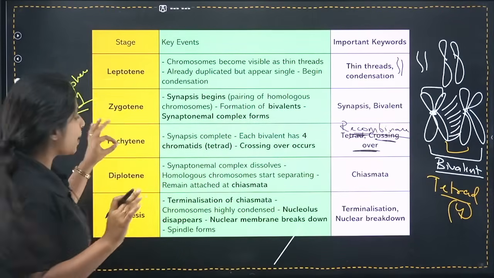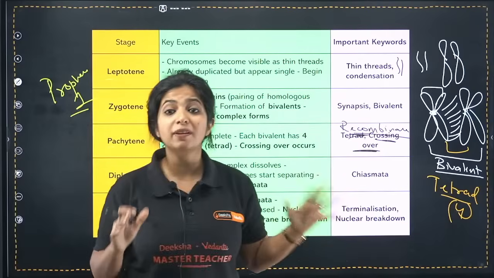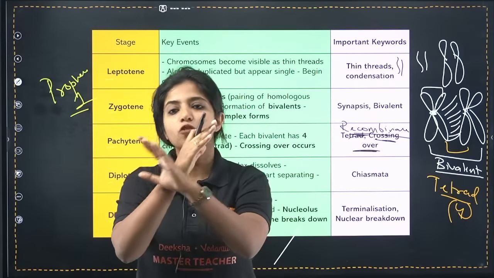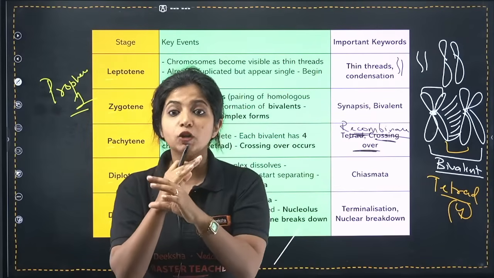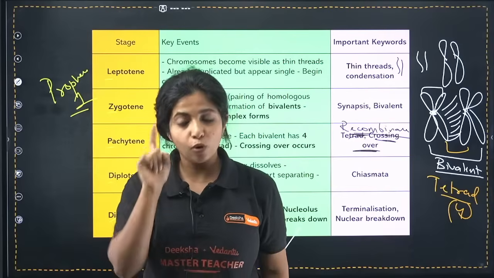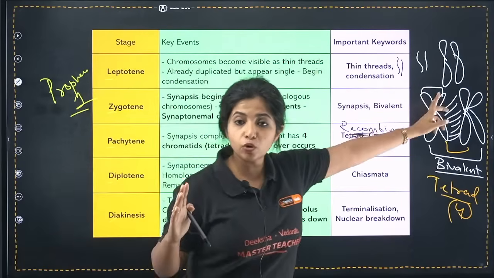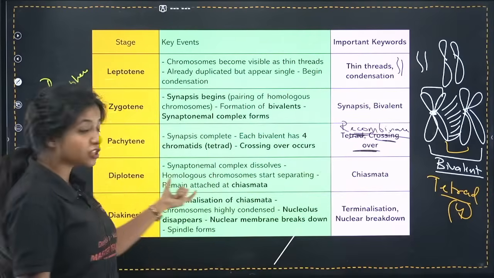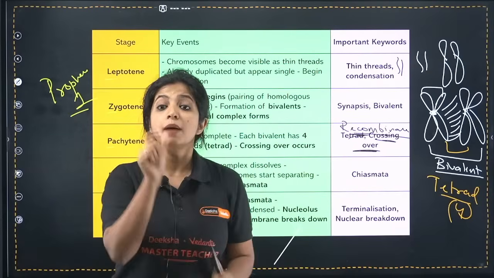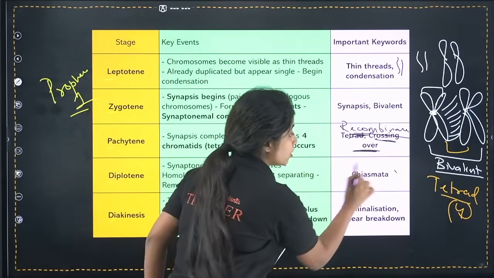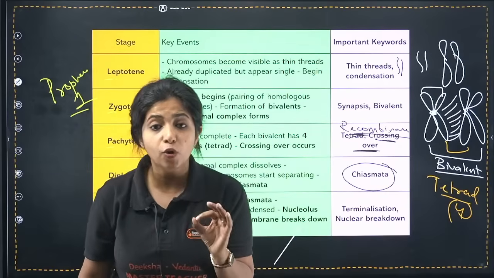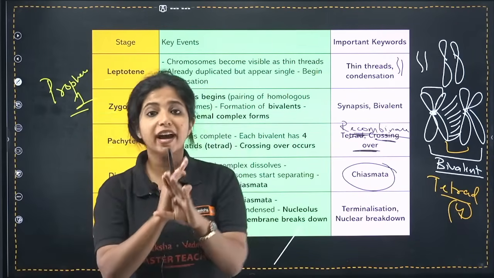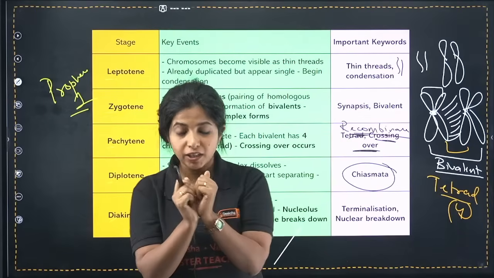That happens in pachytene. Now in diplotene, what is going to happen? They are going to break up. When you break up, obviously you might still be attached at some points. Until now they were close because they had a glue in between. Now the glue has gone off, but they are still attached at certain points. You call those points chiasmata.